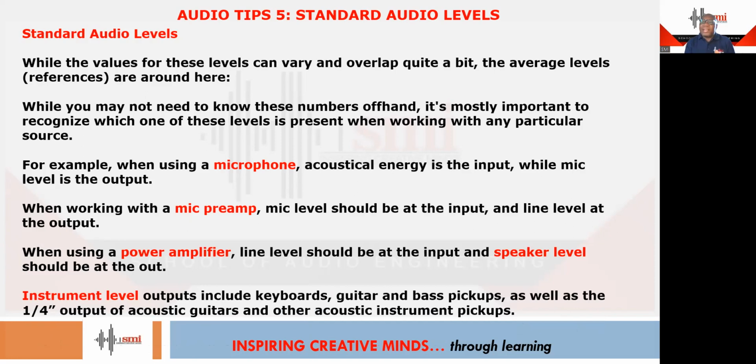So instrument level, like I said, outputs include keyboards, guitars, bass pickups, as well as the quarter-inch output of acoustic guitars and other acoustic instrument pickups. These are instrument levels. They also have their own voltage level, and I don't want to go into that because I don't want to make it more complicated. So with this, you can identify 4 levels now: mic level, line level, loudspeaker level, and instrument level. Let's move on.